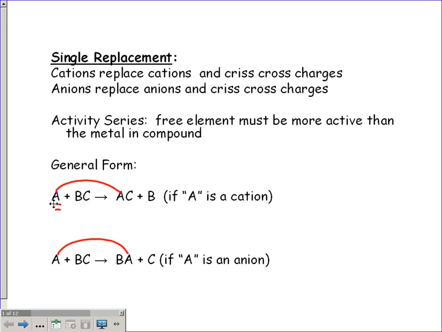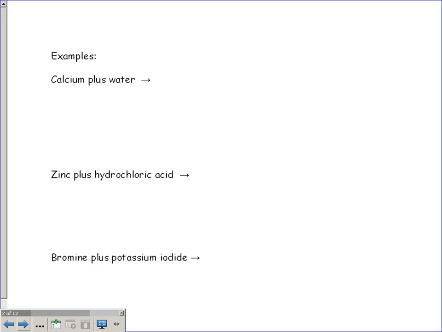So lithium will replace rubidium, potassium, barium, strontium, calcium, sodium. If it's above, it replaces anything that's below. If it's below, it can't replace what's above. So for example, rubidium can't replace lithium. Potassium can't replace lithium. It has to be above it in the list in order to replace it. So let's practice some of these.